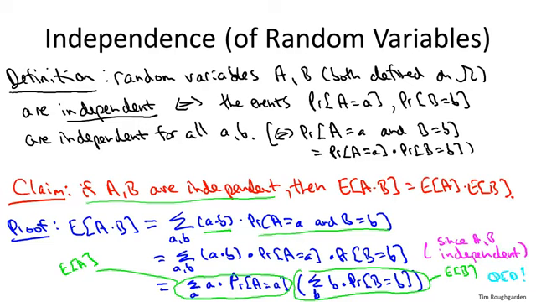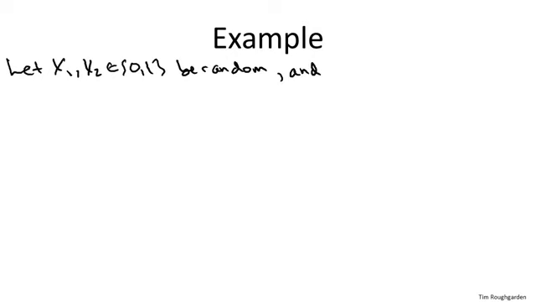Let's now wrap up by tying these concepts together in an example. A simple example that nevertheless illustrates how it can be tricky to figure out what's independent and what's not. So here's the setup. We're going to consider three random variables, X1, X2, and X3. X1 and X2 we choose randomly, so they're equally likely to be 0 or 1. But X3 is completely determined by X1 and X2, so it's going to be the XOR of X1 and X2.